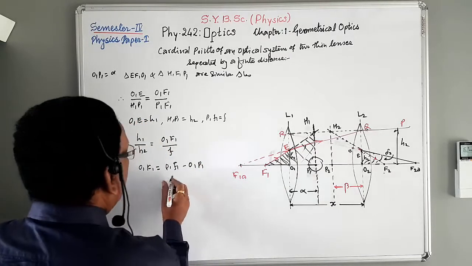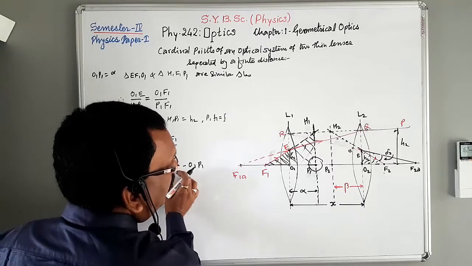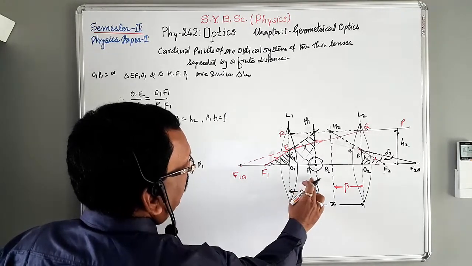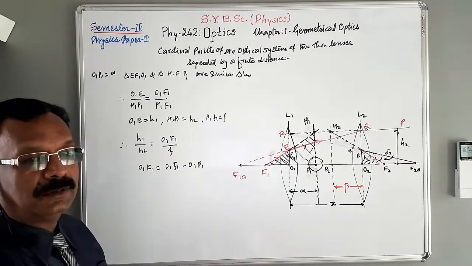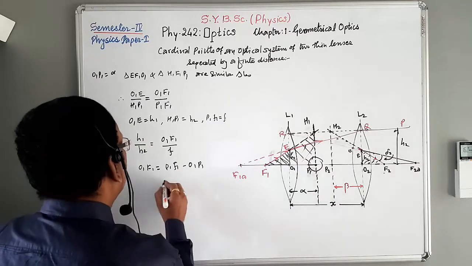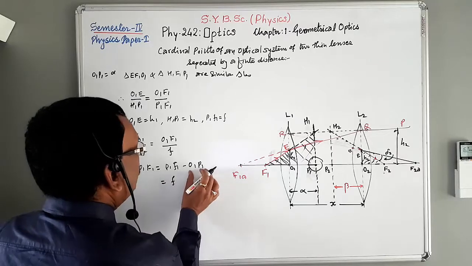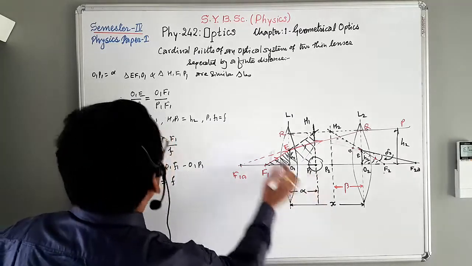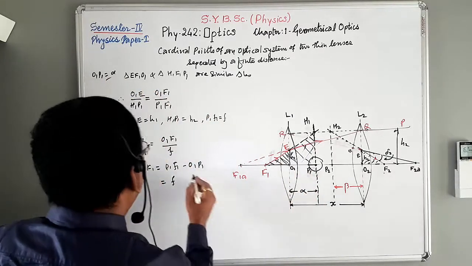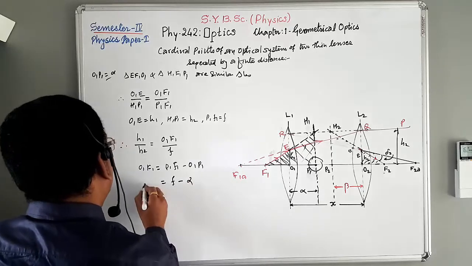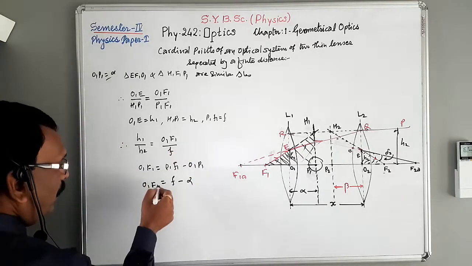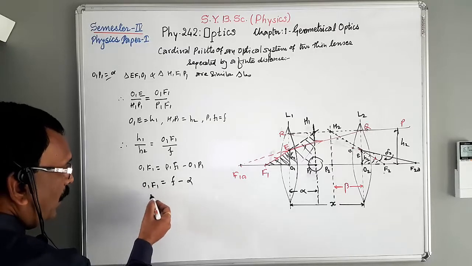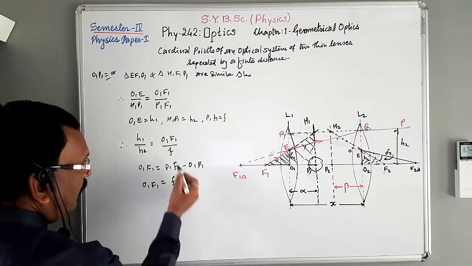Okay. What is P1F1? P1F1 is F. And what is O1P1? O1P1 is equal to alpha. That means this distance minus alpha. So substitute the value of O1F1 as F minus alpha in this equation.